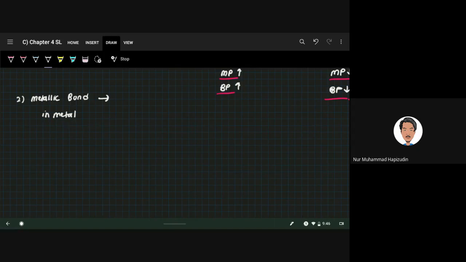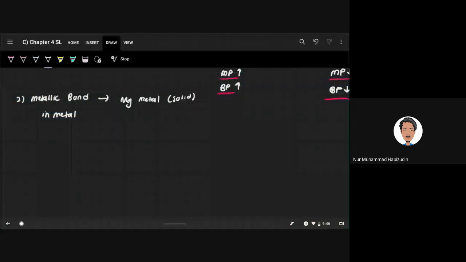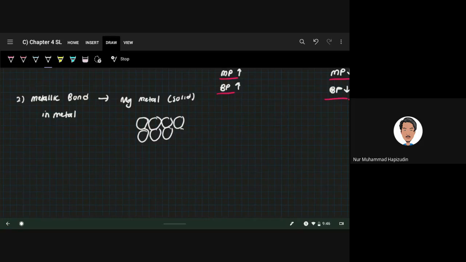Which metal do we want to use, class? For example, I use magnesium. Magnesium metal. Metal is solid, we know that metal is solid. So what is the structure of solid? Solid is like this, right? This is the structure of solid. This is magnesium metal. But how can it bond to each other and why is the bonding stronger compared to other bonding?